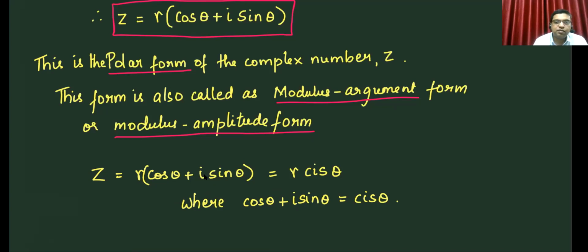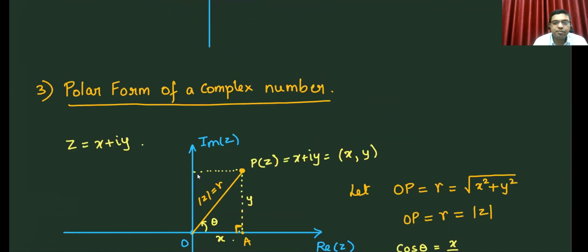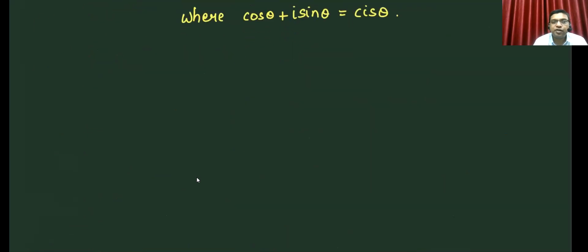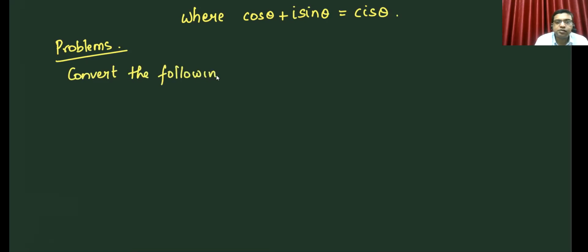So now this is the polar form, very important and useful form. So now we will do, let us take the previous problems only. Numerical problems. Convert the following numbers into their polar forms.